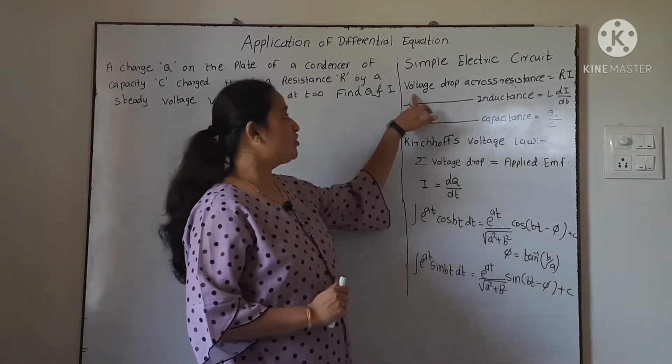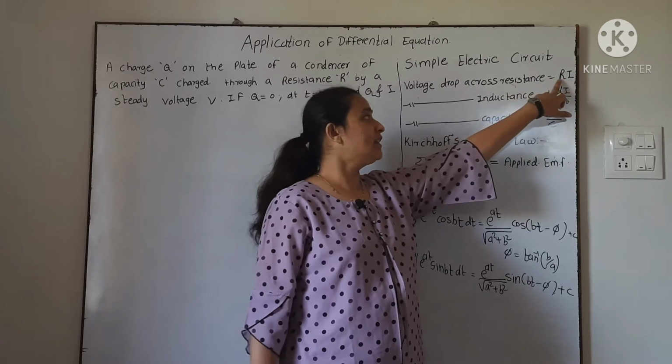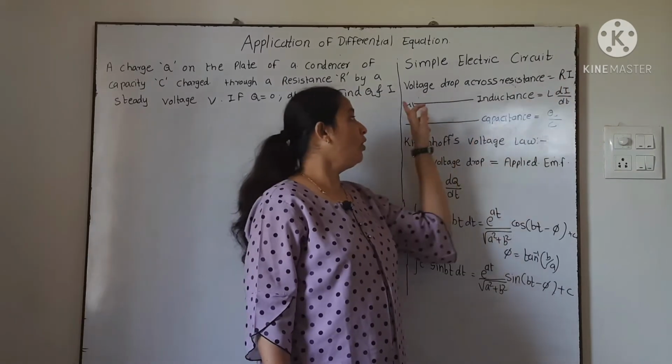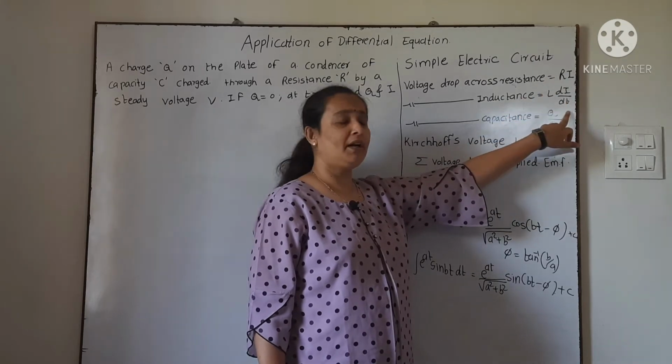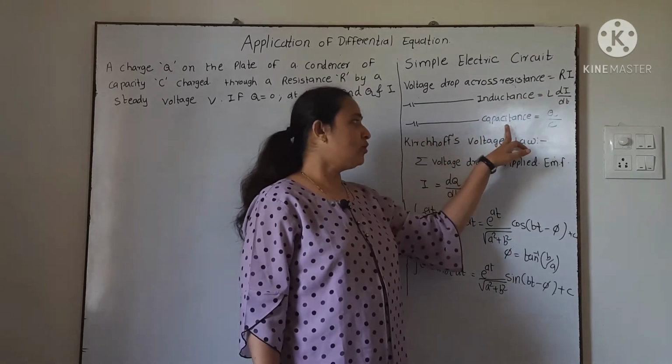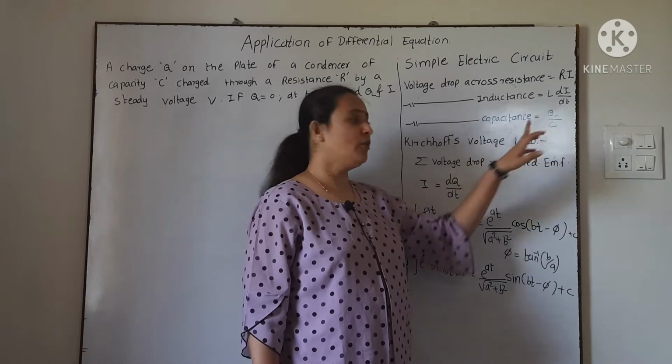Then the voltage drop across resistance is nothing but Ri by Ohm's law. Voltage drop across inductance is L into di by dt. Voltage drop across capacitance is Q upon C.